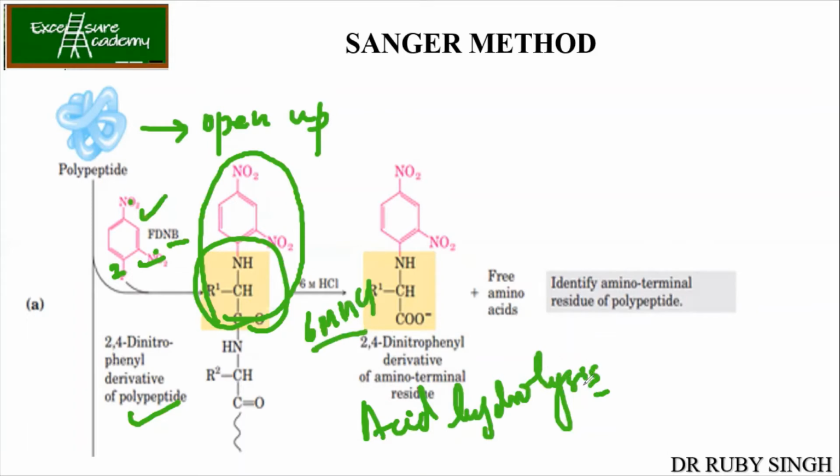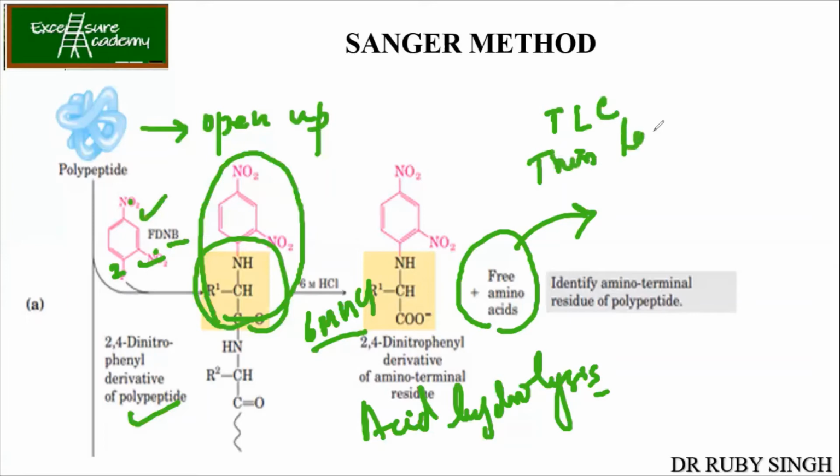Okay. Now, what will happen? You have added the HCl. So, it will give you the 2,4-dinitrophenyl derivative of amino terminal residue and one free amino acid. So, that free amino acid you will identify. Now, how to identify the free amino acid? There's something called TLC. What is TLC?